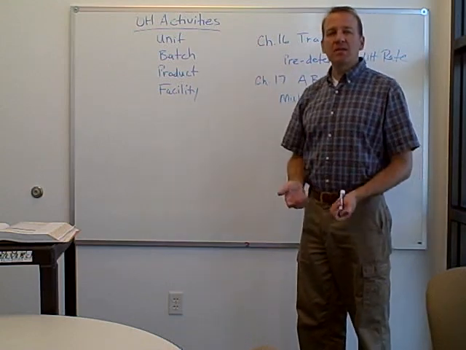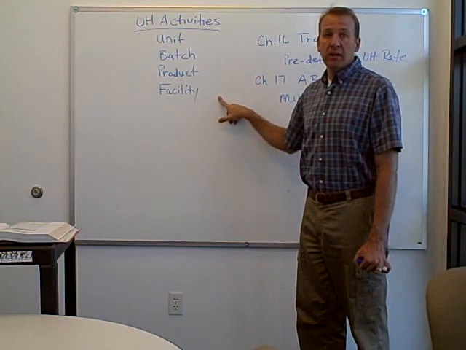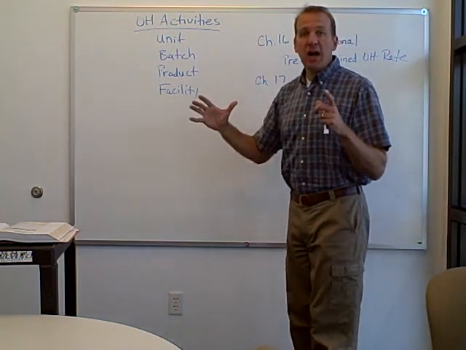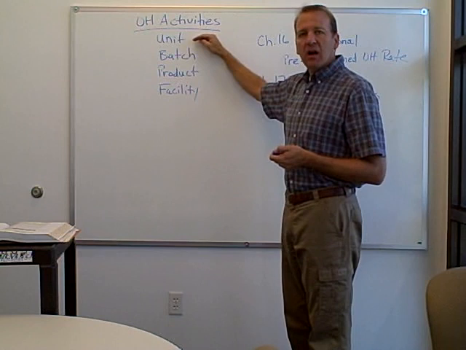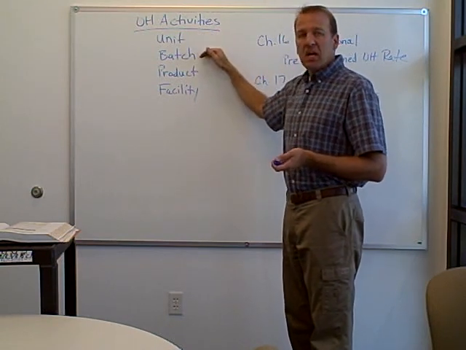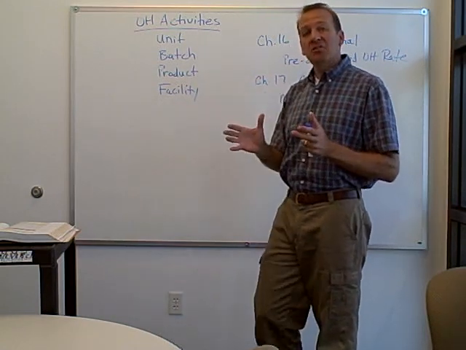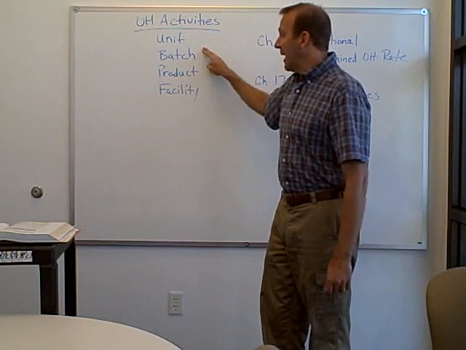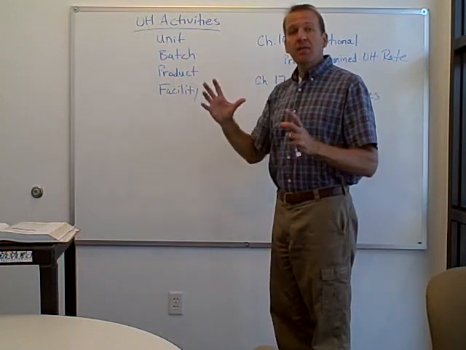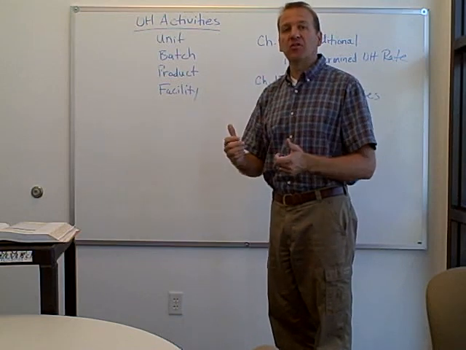Well, the chapter starts off by talking about different types of overhead activities. How are we going to divide these up? Well, here are four of the most common ways to divide up our overhead. We could look at all of our overhead costs and say, well, these overhead costs are best allocated using units. Maybe some are best allocated using batches. So whenever you see the word batch or setups, that's going to be a batch, because it's saying these overhead costs are associated with some sort of batch or some sort of setup.